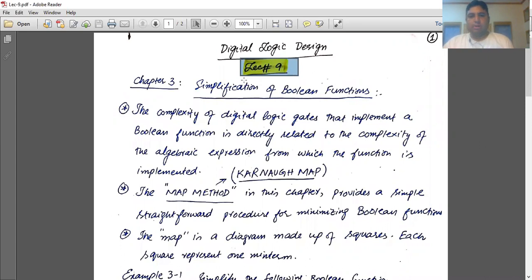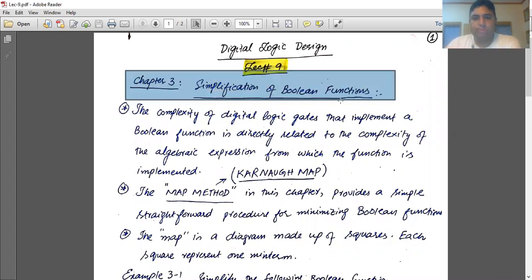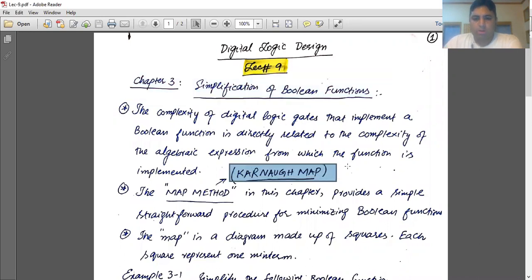This is lecture number 9 of the handwritten notes, chapter number 3, simplification of Boolean functions. We have already done one method of simplification in chapter number 2, which was algebraic manipulation. This chapter is about simplification of Boolean functions with the Karnaugh map, or K-map. This is another method of simplification of Boolean expressions.